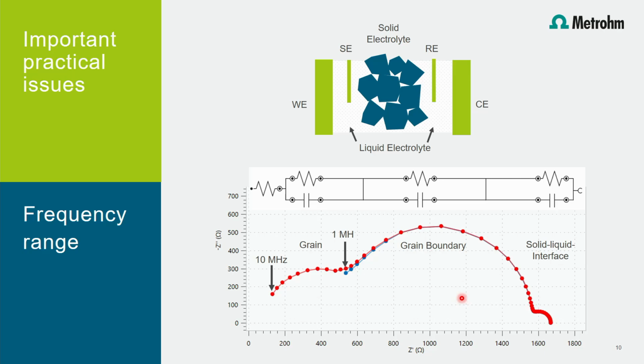This plot shows a measurement of a solid electrolyte model. The solid electrolyte consists of grains which are in contact with each other at the grain boundaries. Because the resistance inside the grains is different from the resistance of the grain boundaries, two semicircles in the high frequency range exist. The first semicircle represents the contribution of the grains, and the second semicircle represents the contribution of the grain boundary. If the measurement would have been started at 1 MHz, all the information about the grain resistance would have been lost.